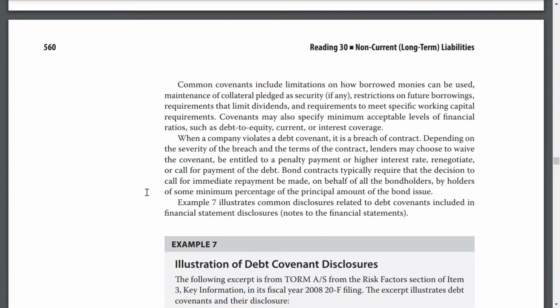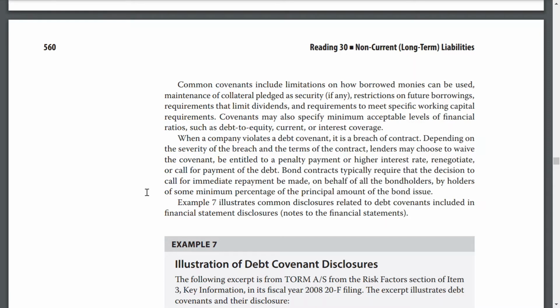Common covenants include limitations on how borrowed money can be used, maintenance of collateral pledges as security, if any, restrictions on future borrowings, requirements that limit dividends, and requirements that meet specific working capital requirements. Covenants may also specify minimum acceptable levels of financial ratios such as debt to equity, current, and interest coverage.